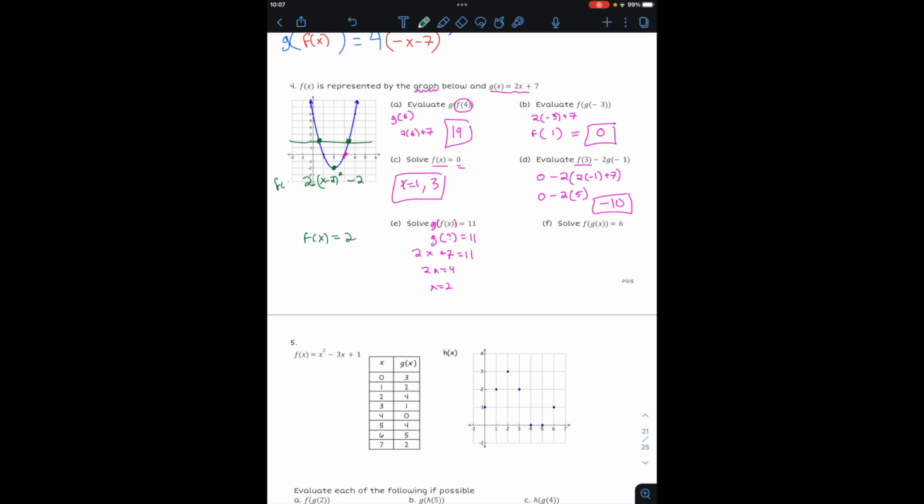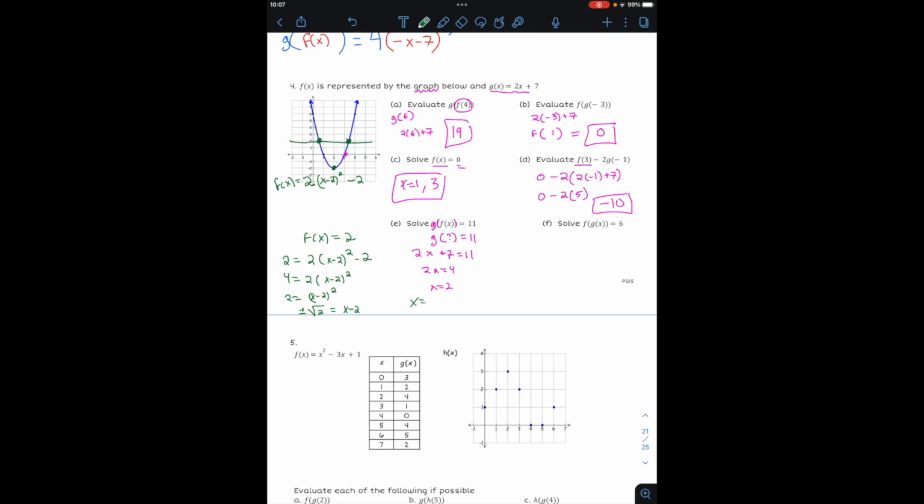But if that's what f of x is equal to, and I want to solve for when f of x equals 2, then I can say 2 equals 2 times x minus 2 squared minus 2. Add 2 to both sides, I get 4 equals 2 times x minus 2 squared. 2 equals x minus 2 squared. Take the plus or minus square root of 2 to be equal to x minus 2.